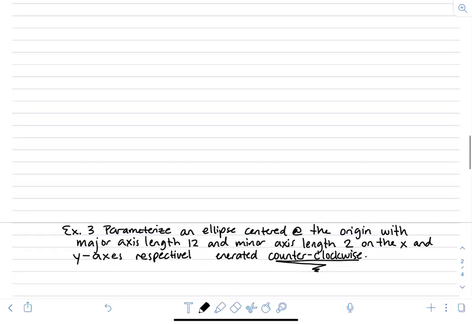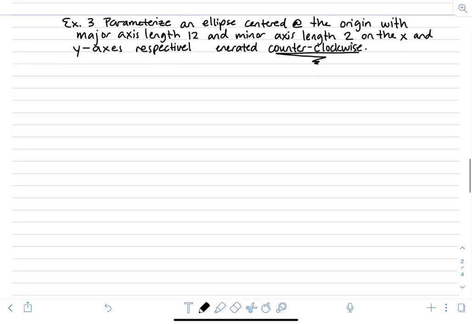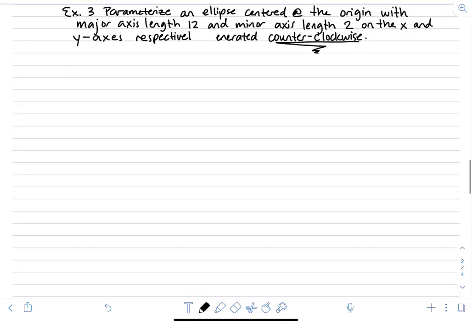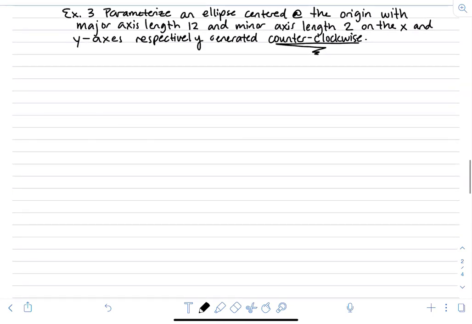Let's take a look at an ellipse centered at the origin with major axis length 12 and minor axis length 2 on the x and y axes respectively. And it's going to be generated counterclockwise. So our picture for this would be centered at the origin.